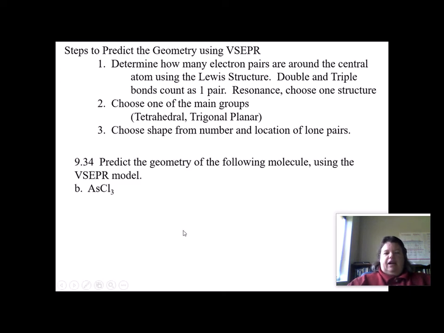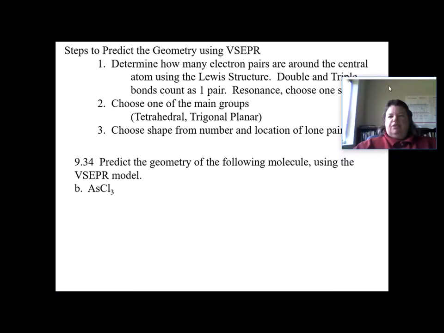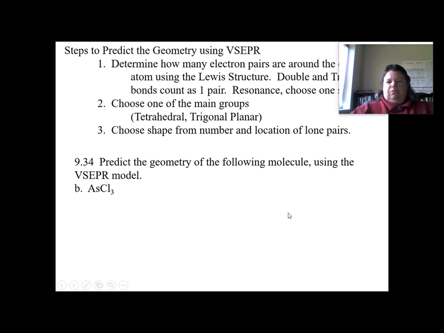So the example I have is: predict the geometry of the following molecule using the VSEPR model. It's arsenic trichloride. Going through how to obtain the Lewis structure, I have my skeleton structure with arsenic in the center because it's listed leftmost here, and becomes center unless I tell you otherwise. Calculate my valence electrons. Arsenic has 1 times 5 is equal to 5. Chlorine, I have 3 chlorine atoms and each one's 7, so that's 21. That gives me a total of 26.